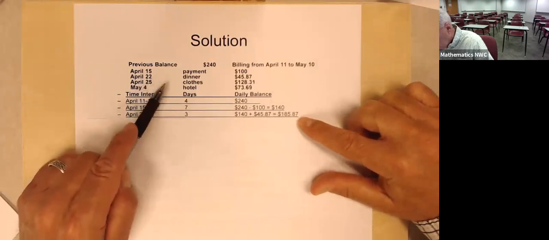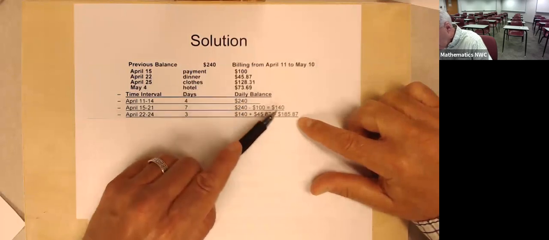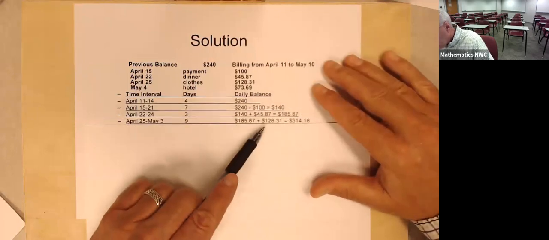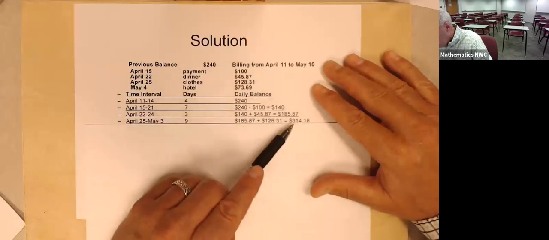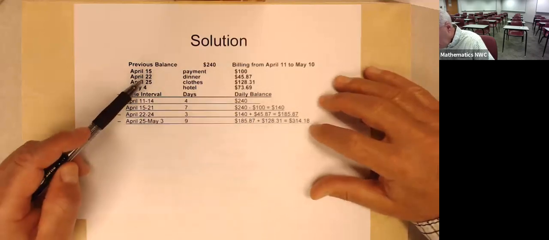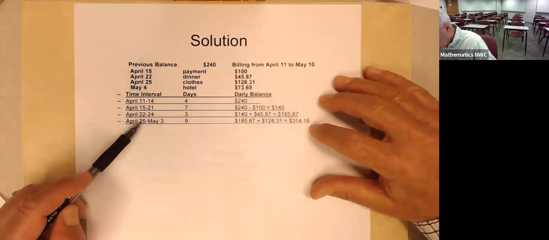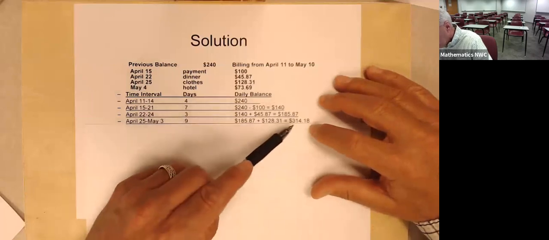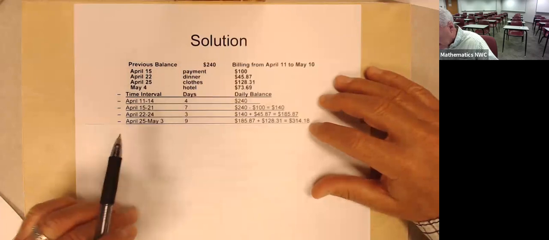On the 25th, I went shopping and I charged my credit card $128. That's going to be added to this. Notice I added the $128 to that number. So now I owe $314. I'm going to owe that from the 25th up to the 3rd. So from April 25 to May 3rd, for 9 days, I owed $314. That was my balance.